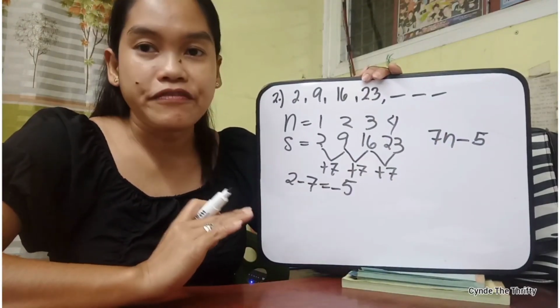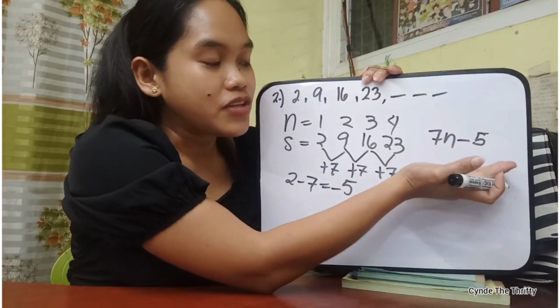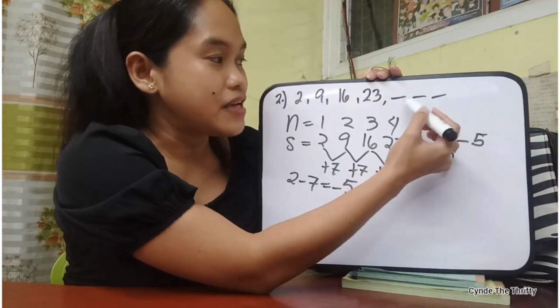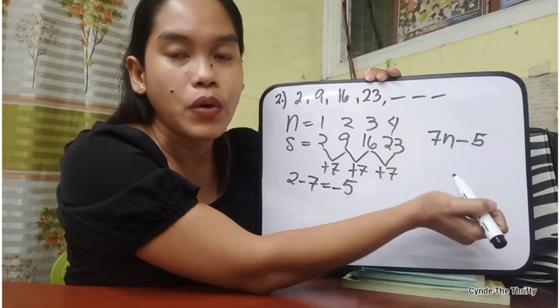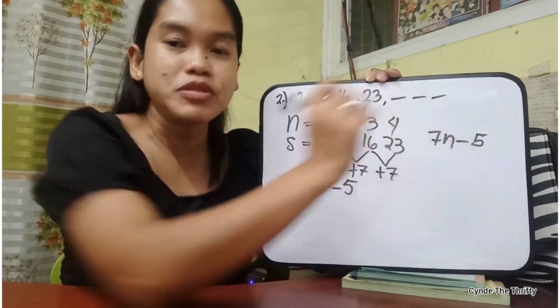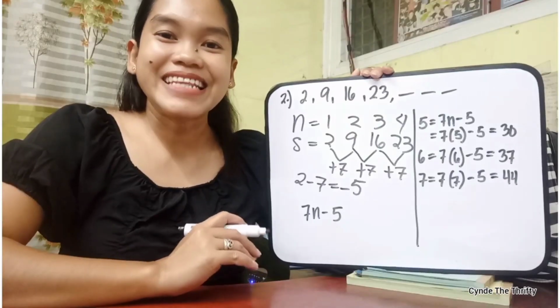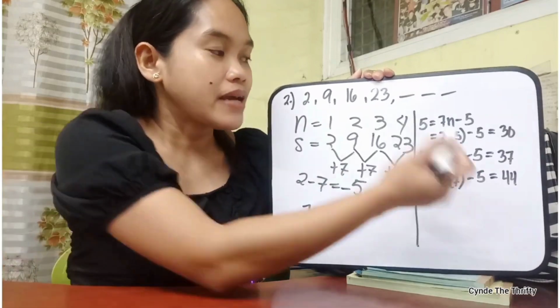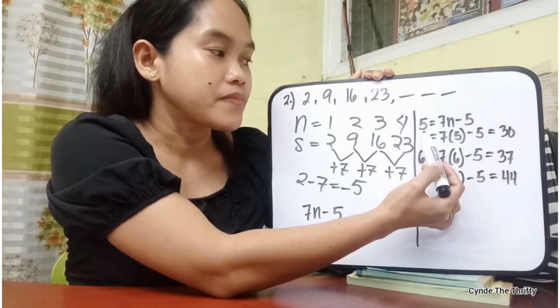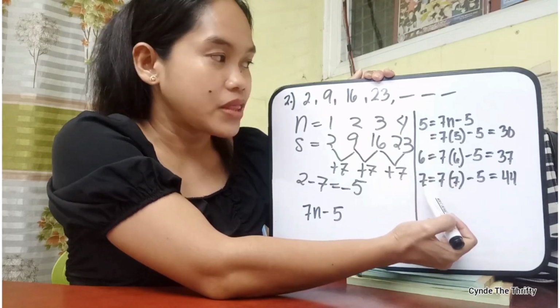7n minus 5. So, itry natin gamitin itong ating nth rule para hanapin ang ating 5th term, 6th term, 7th term, or 100th term, 200th term. So, itry natin siyang isolve gamit ang ating nth rule. I-check natin kung tama ba yung ating nth rule. So, meron tayo ditong pang 5th term, 6th term, and 7th term.